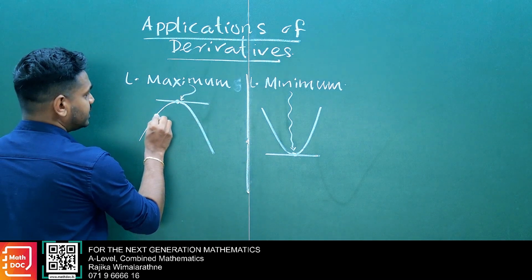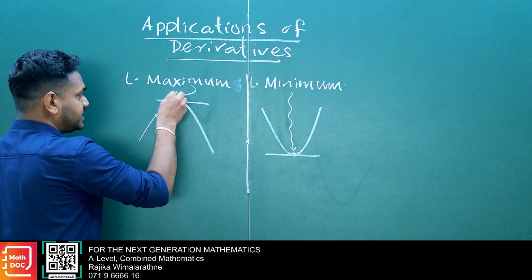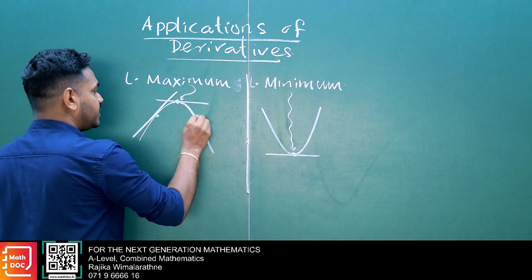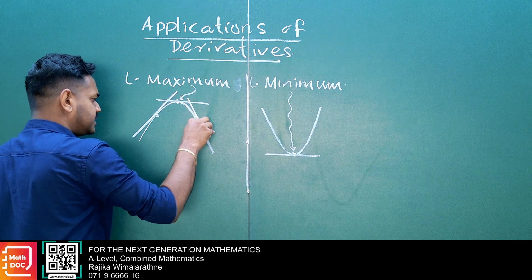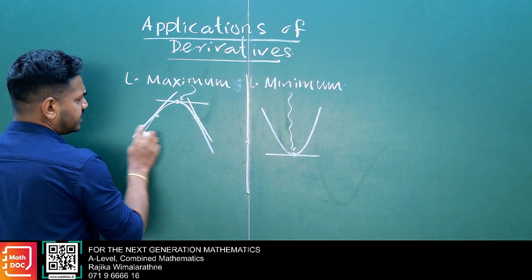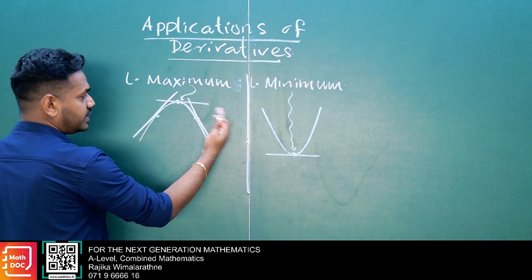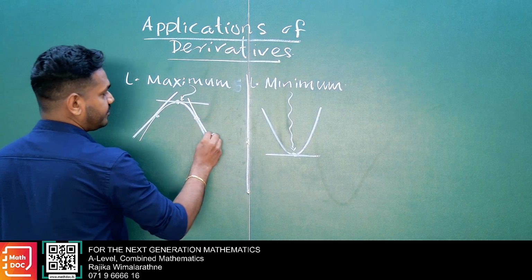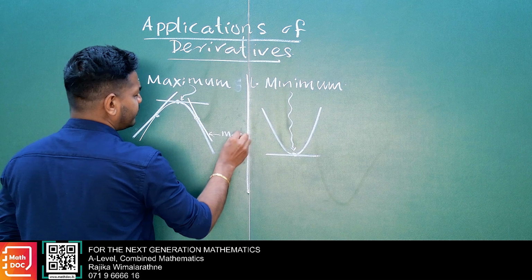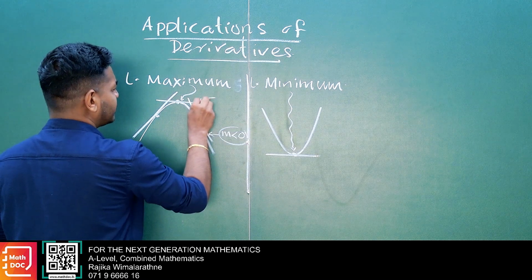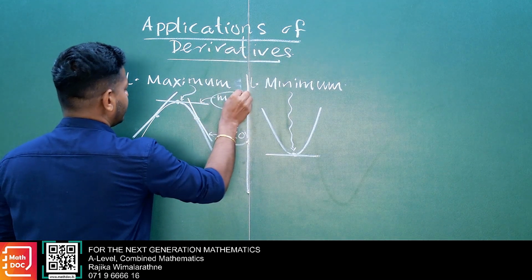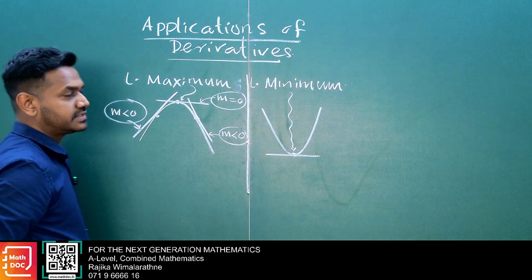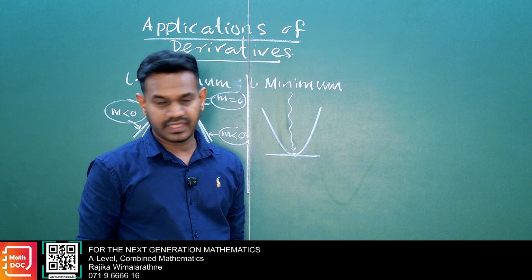When you consider this point and sketch a tangent like this, and consider this point and sketch a tangent like this, here is a positive gradient and here a negative gradient, an obtuse angle. Here an acute angle, positive gradient. Here zero gradient. Here negative gradient. And here zero gradient. And here negative gradient. That's how the gradient varies.